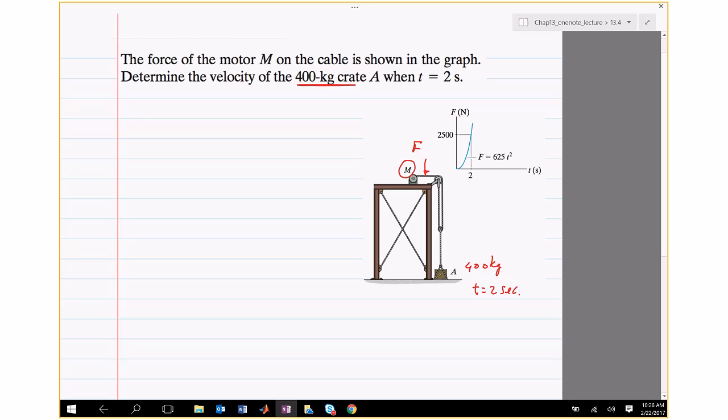Okay, so the reason why you would want to do FBDs for this is because, again, you're given forces and you're told to find velocity. Since you're given forces and told to find velocity, this is a free body diagram problem, Newton's laws.